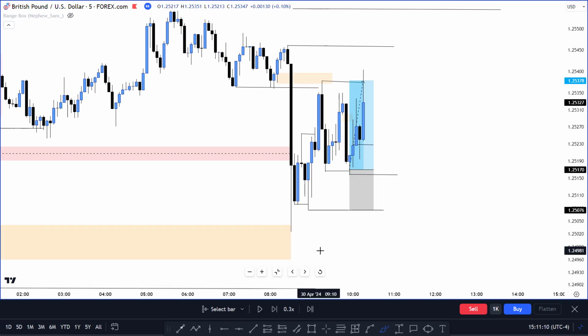Now we're on the 5-minute time frame, and as you can see, as soon as price tapped into our point of interest, price rallied up and then gave us another liquidity sweep and a break of structure of these old highs right here.